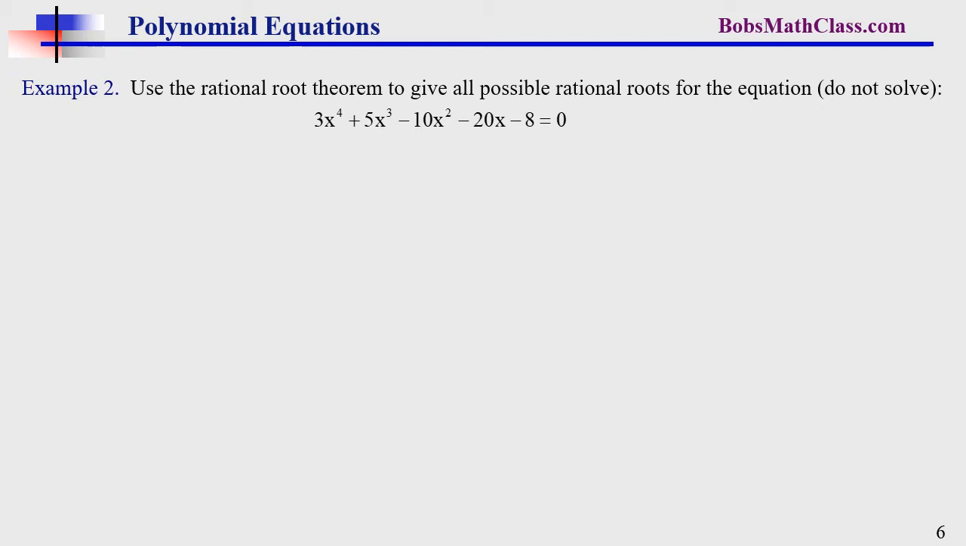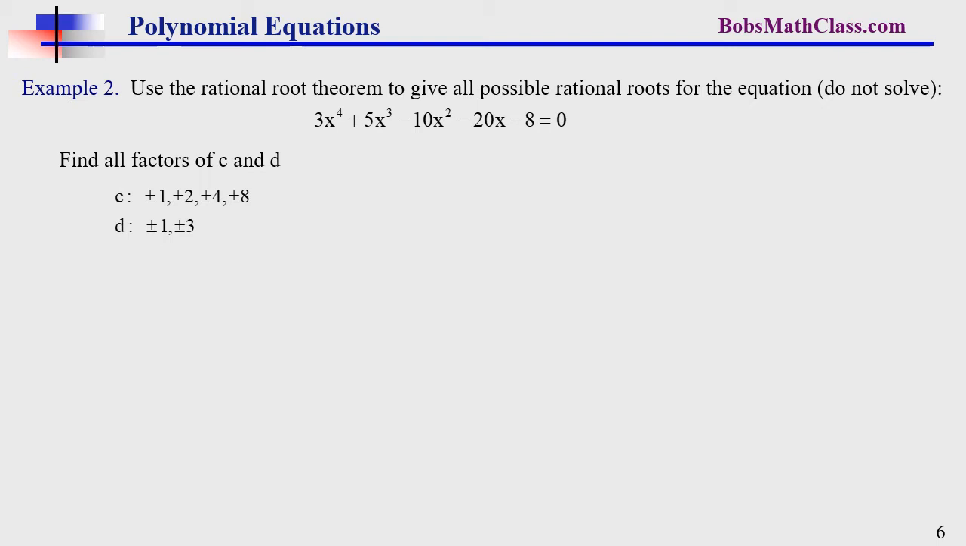All right, so let's write down our C and D. C is 8 and D is 3. So write down all the factors of C, which is plus or minus 1, 2, 4, and 8. That's our constant. And then D, since D is 3, the factors of 3: 1 and 3.